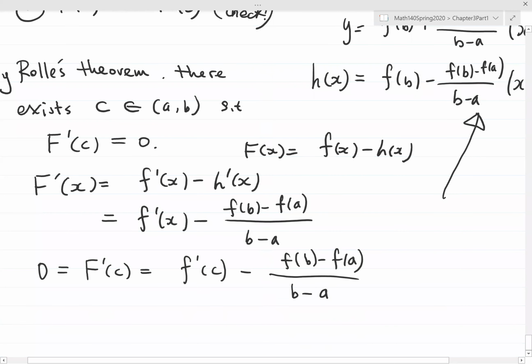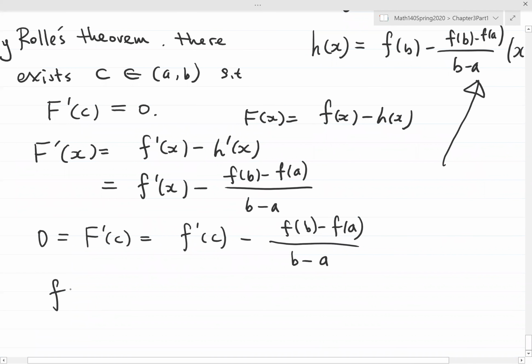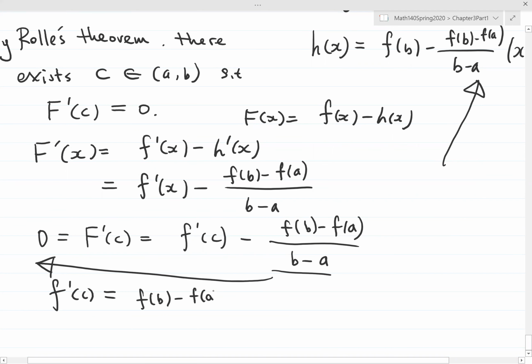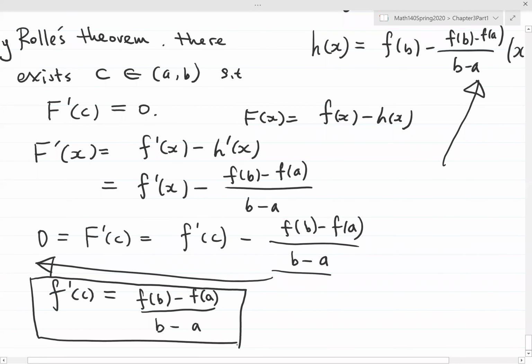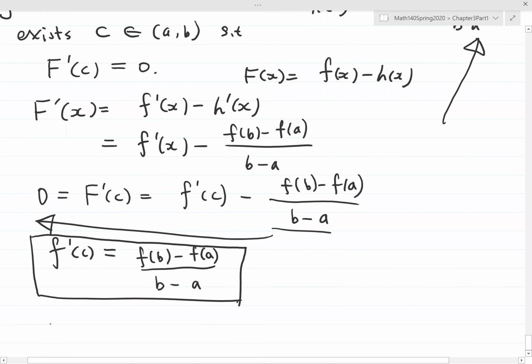Okay, then we finally get f derivative at c. Now move the terms to the left. Then we actually get f derivative at c equal to f(b) minus f(a) over b minus a, which is exactly the conclusion of the Lagrange mean value theorem. This proves the Lagrange mean value theorem.